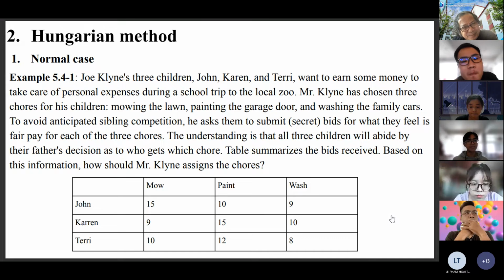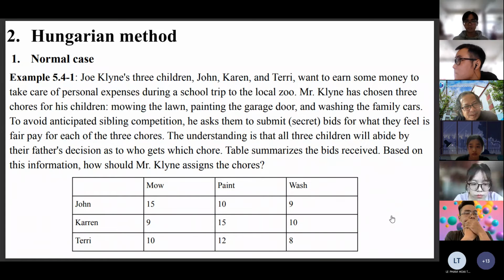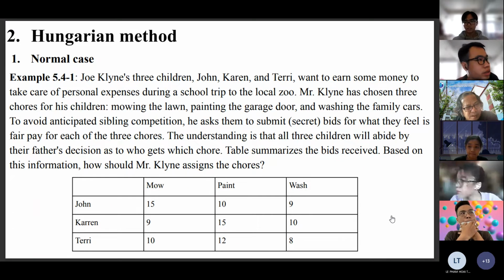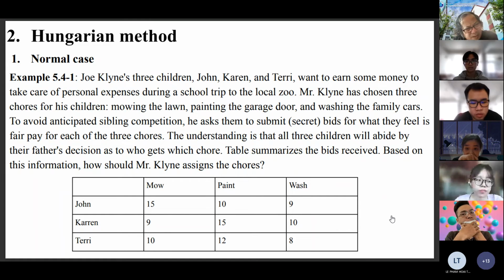It is because in this context, the father wants to avoid sibling competition. The father asks the children to submit bids, which means submit money for what the children feel is fair. It means that the children are doing some auction to get the job. They have to pay some cash to get the job. They have to pay. Is that right? No, not correct.